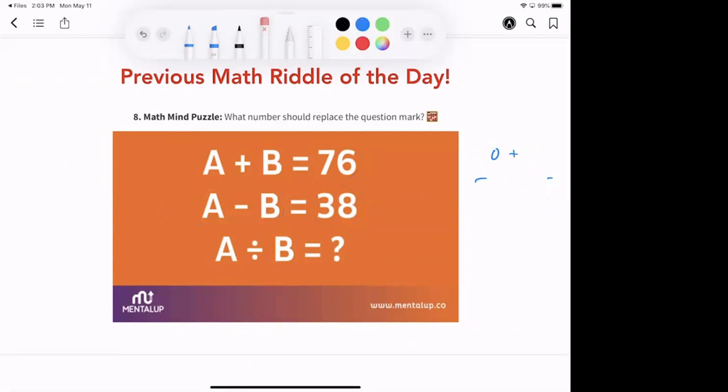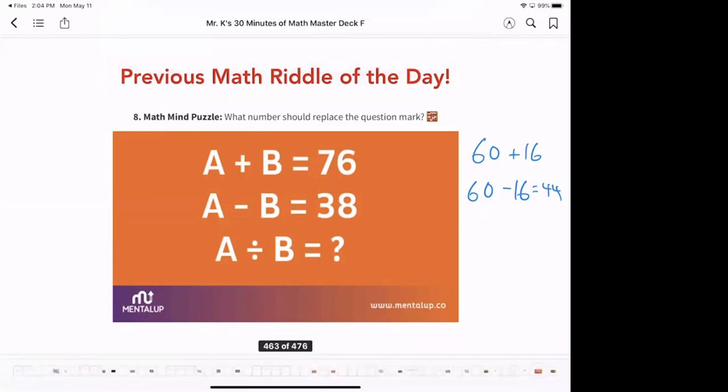So let me try this again. All right, so let's say it was 60 for A plus 16, that would give us 76. And then 60 minus 16 would give us 44. All right, 44. So now it's a little bit too big. All right, so I think A is somewhere in between 50 and 60. And we could keep going this way until we find the exact two numbers that work. And as folks have written in, let's get our drum roll ready.